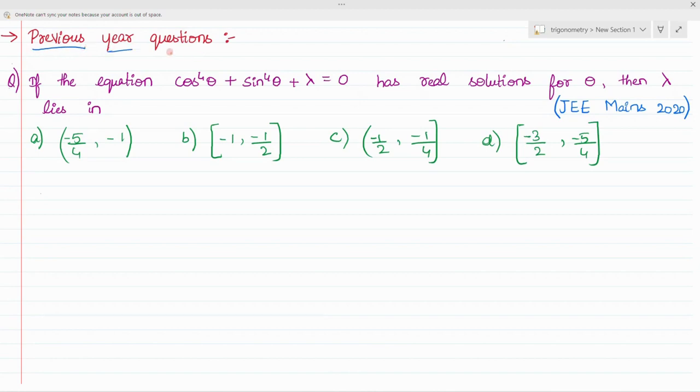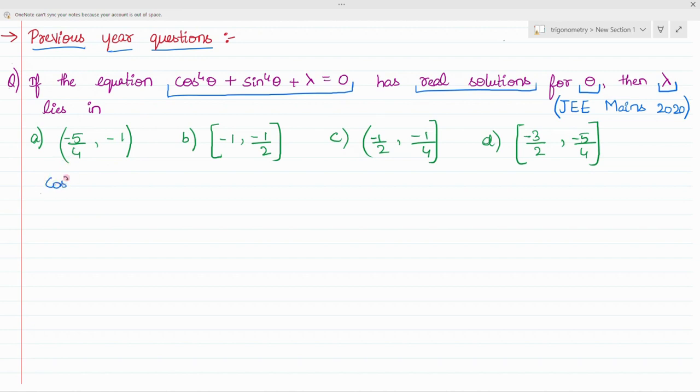Let's solve a few previous year questions. First question, this is the equation which is given, and it is told that it has real solutions for theta. Then what's the value of lambda? I mean, in which range this lambda lies. So first, let's solve this equation.